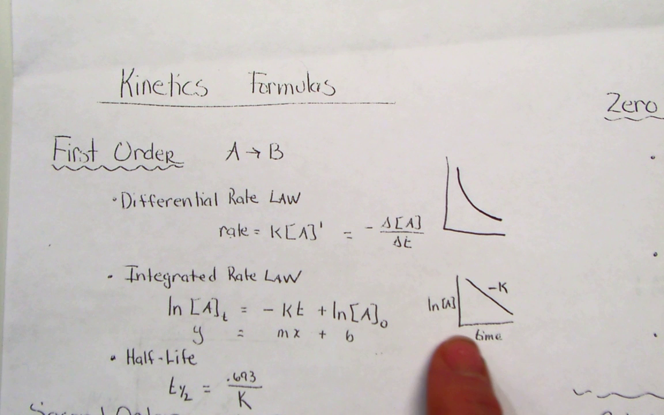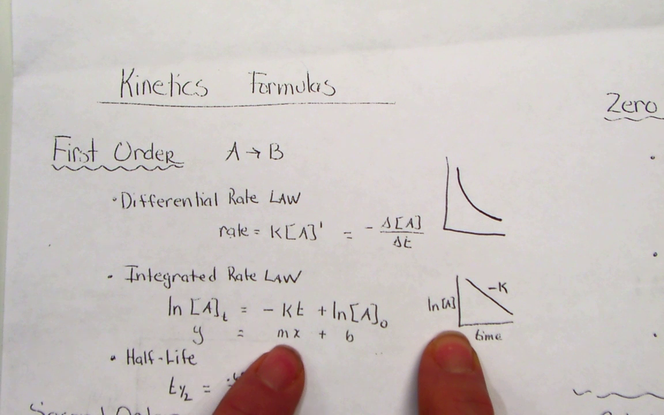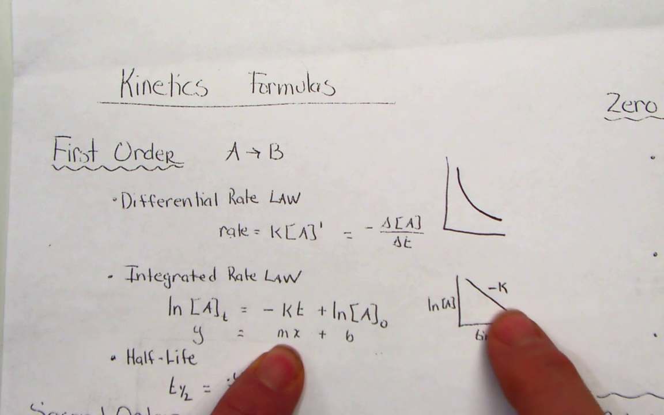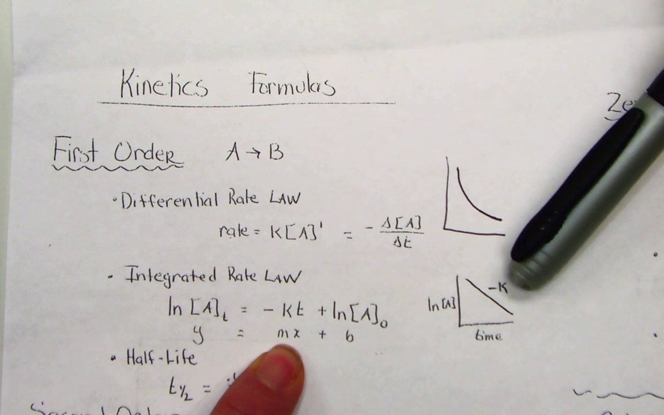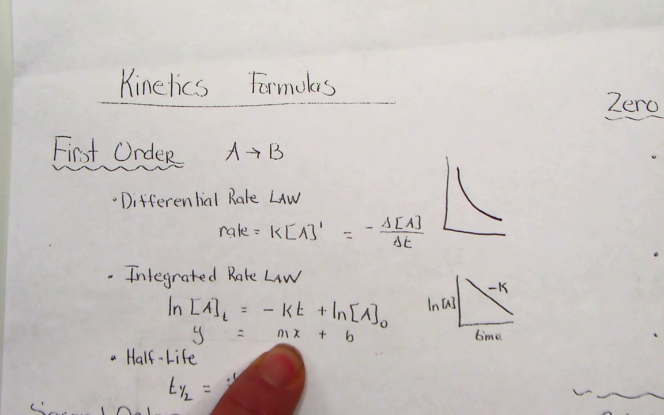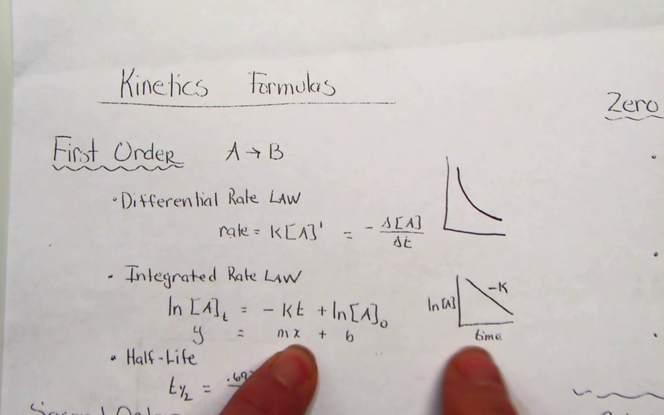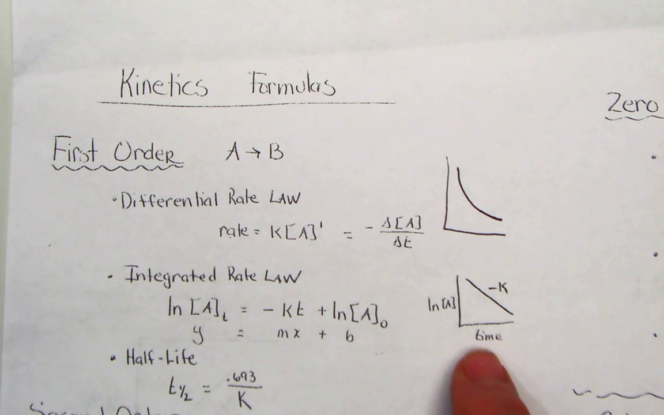If we were to graph, y on the y-axis is the natural log of A. That's equal to negative k, where negative k is the slope of the line. This rate constant is the slope of this line. Since it's in a negative format, you see the negative in front of it. The x, of course, is the x-axis represented by time, usually in seconds. And then, of course, the intercept here would be the natural log of A at time 0.